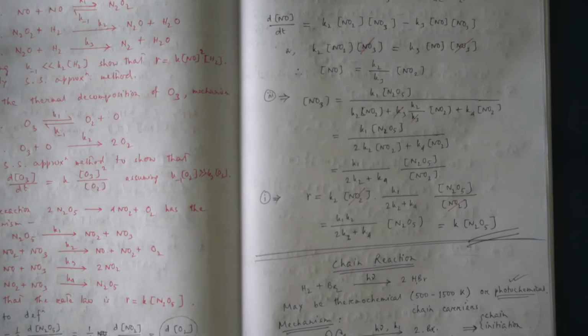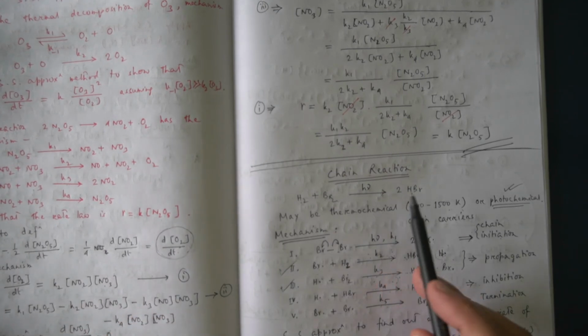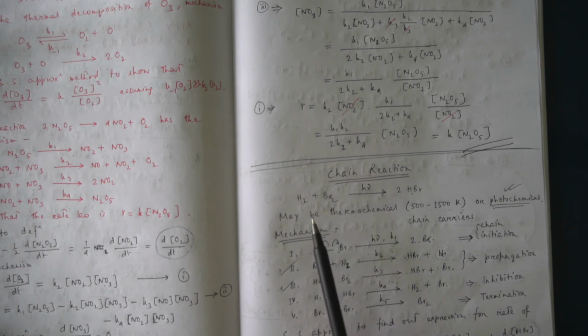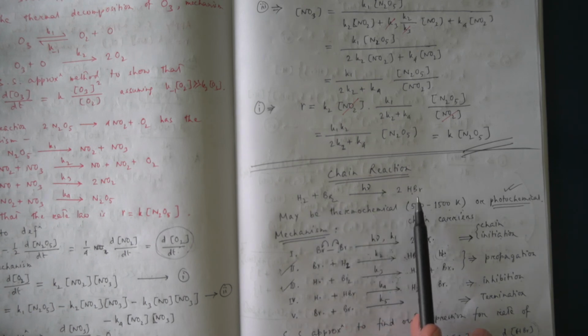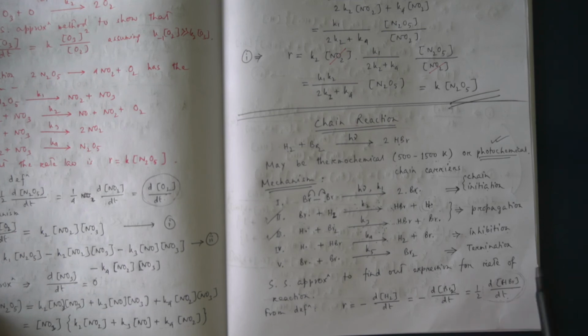Well, so last time we discussed chain reaction. An example of chain reaction is the hydrogen bromine reaction. Hydrogen reacts with bromine to form HBr, hydrogen bromide. We have already said that a chain reaction takes place in three or four different steps.